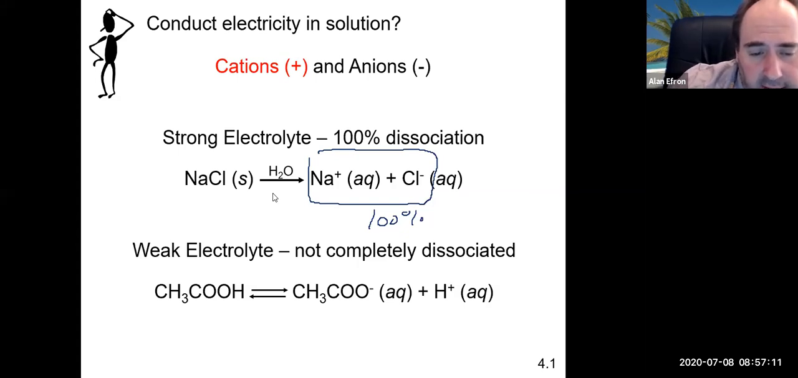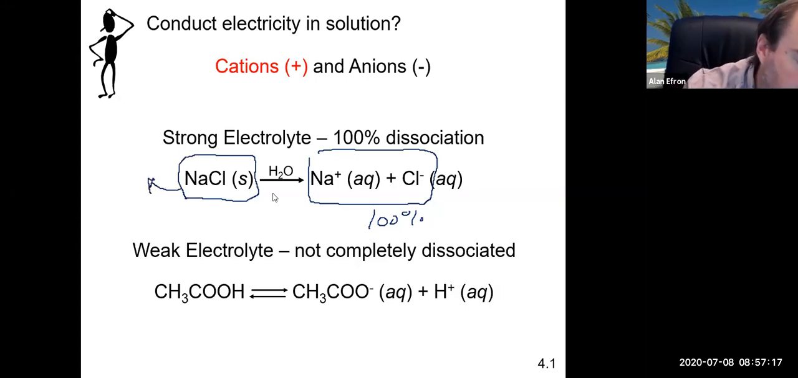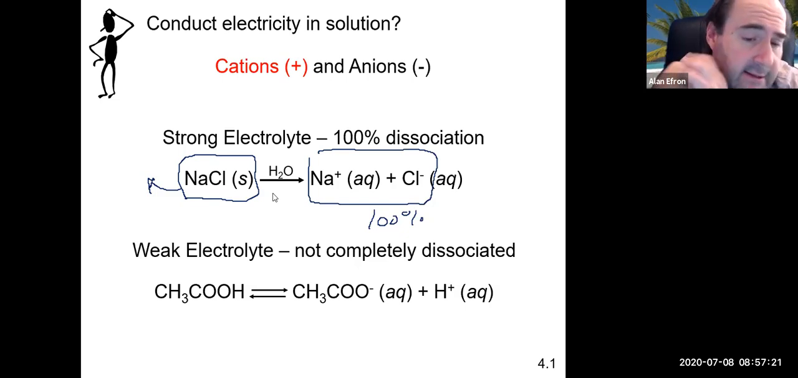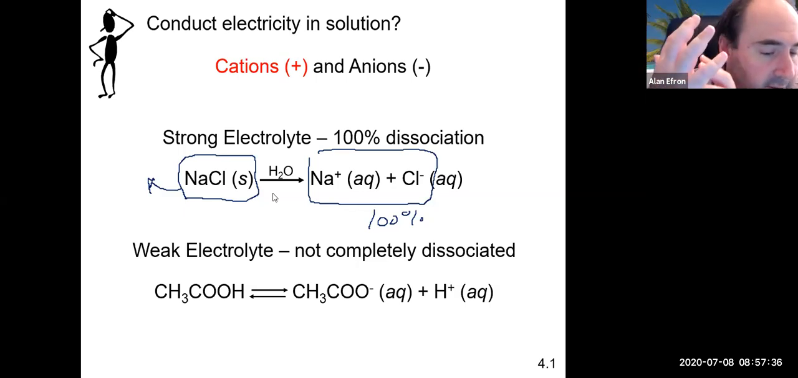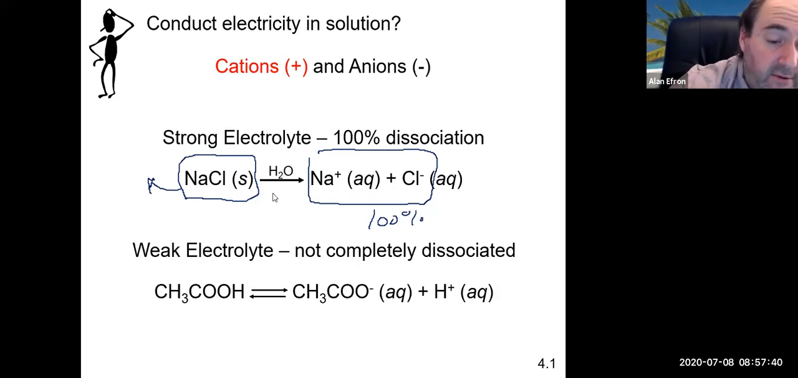Now, a secondary question is, if you took just the solid sodium chloride, would it conduct electricity? If you took that same light bulb and stuck it into just the solid sodium chloride, it actually would not conduct electricity. It's not until you dissolve it that you free up those positive and negative ions floating around that it will conduct electricity. So just a little note on that.